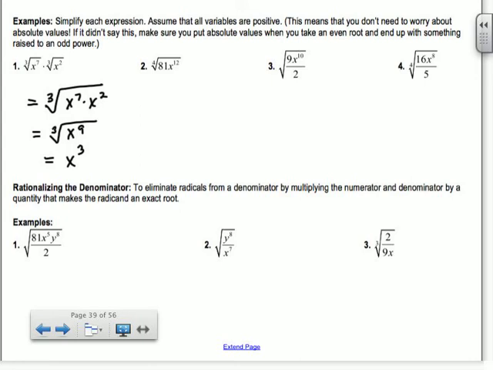Okay, the next one I have the 4th root of 81 times x to the 12th. So the 4th root of 81 is 3. Well, here's what I'm doing. I'm breaking it up into 4th root of 81 times 4th root of x to the 12th, which we kind of did last time. You kind of understand that. So 4th root of 81 is 3. 4th root of x to the 12th is x to the 3rd.